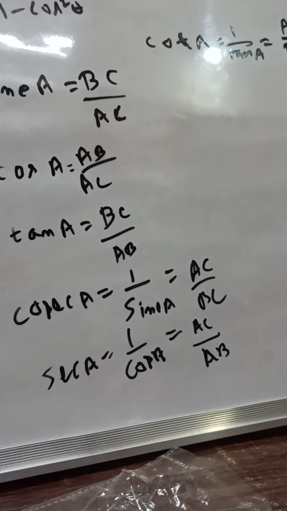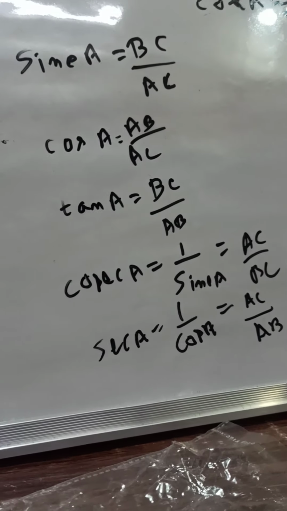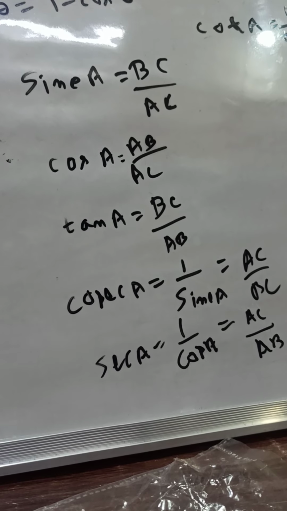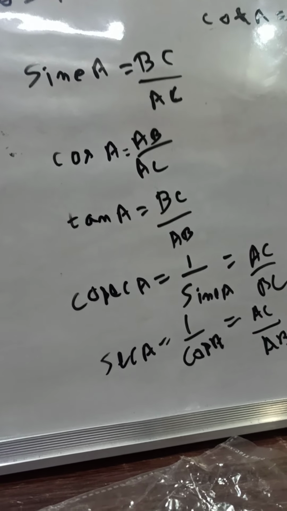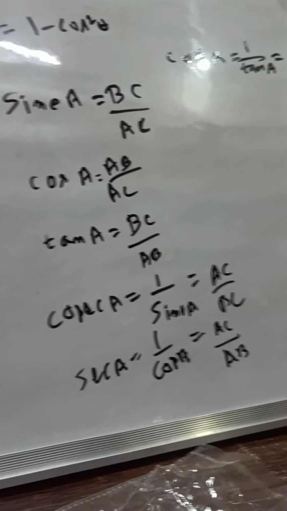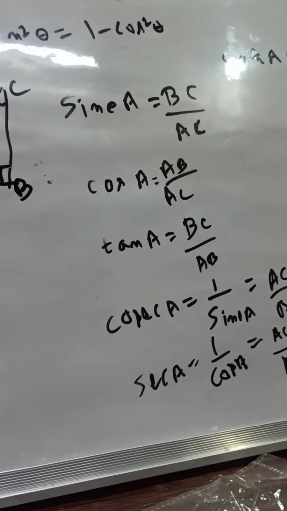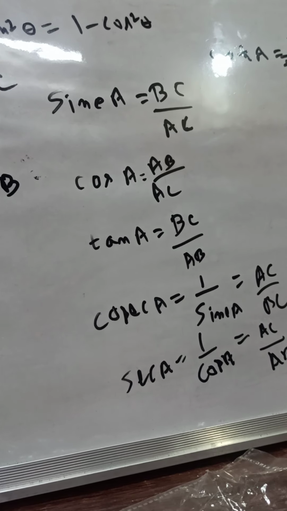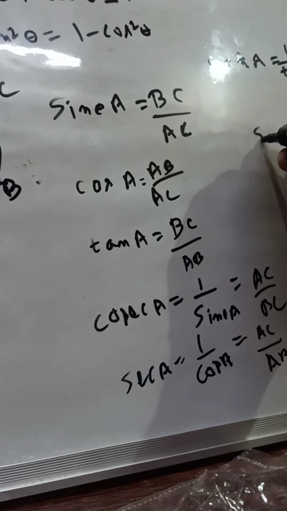Okay, then there are these things: sin, cos, tan, cot, sec, cosec. You have to learn these, just read carefully. Sin is BC by AC, then cosec is just the opposite. Sin and cosec are opposites.